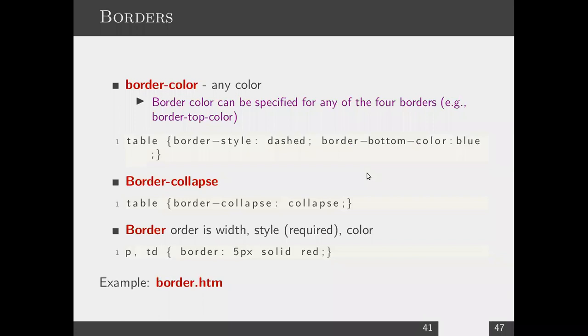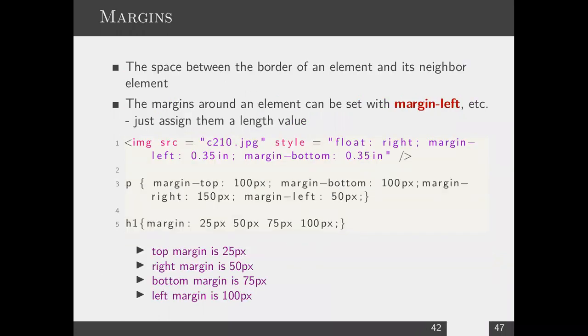Margins. So we're looking at borders. Now we're going to look at margins. Like I said, the margins are the space between the border of an element and its neighbor elements. The margin around an element can be set with things like margin-left, margin-top, margin-bottom, margin-right. You could also say margin alone, and you put only one value, and that will apply for all.